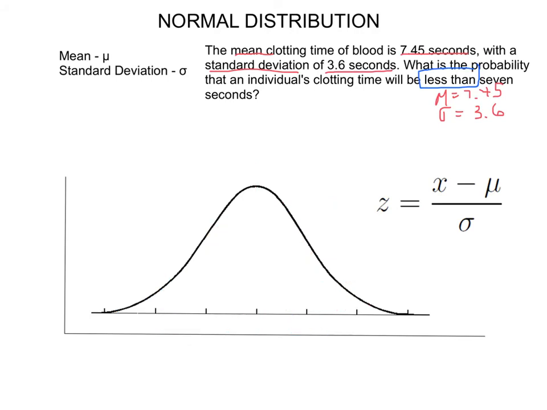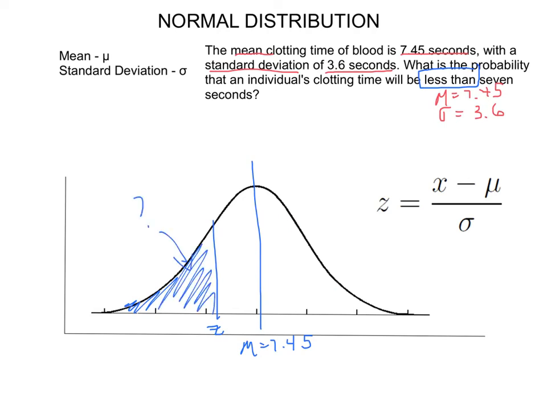So just in this particular example here, the idea is if we know that our mean, here's our mu, is 7.45, and we want to know the probability of it being less than 7 seconds, our z-score, since 7 is less than 7.45, is going to be negative. It's going to be somewhere out here, and we're going to want to know what this area under the curve is. So again, these probability problems are asking you what is the area under the normal curve.